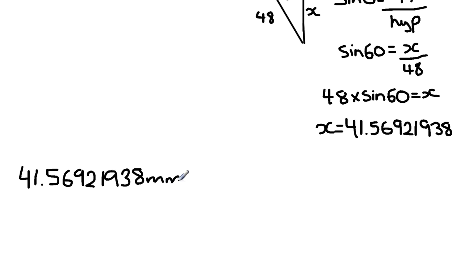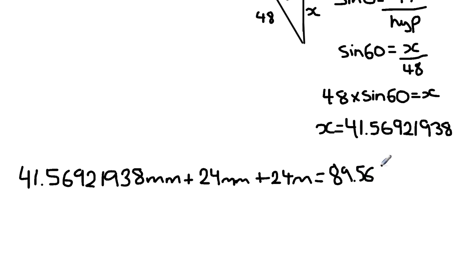millimeters plus 24 millimeters plus 24 millimeters equals 89.56921938 millimeters.